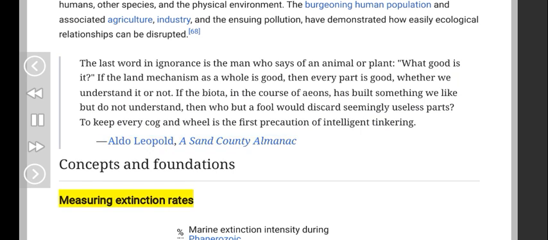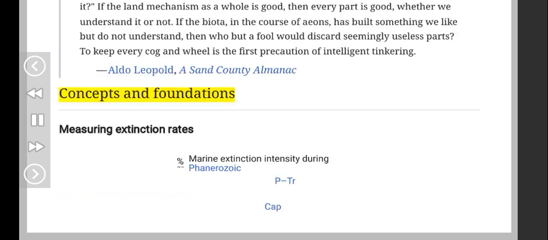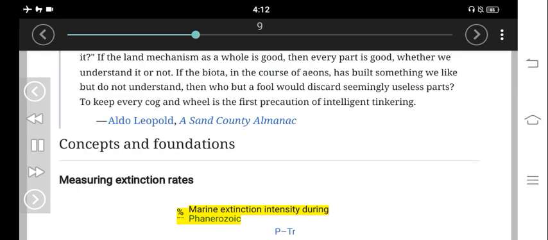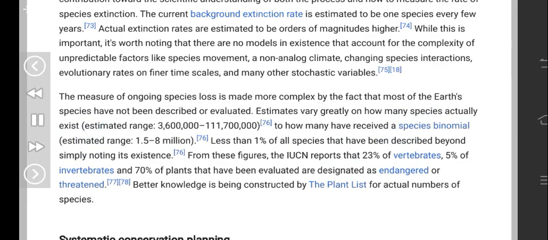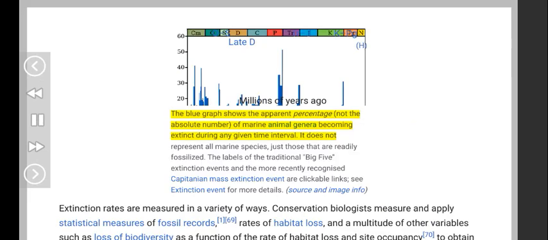Measuring extinction rates. Concepts and foundations. Marine extinction intensity during the Phanerozoic, percent. The blue graph shows the apparent percentage, not the absolute number, of marine animal genera becoming extinct during any given time interval. It does not represent all marine species, just those that are readily fossilized. The labels of the traditional Big Five extinction events and the more recently recognized Capitanian mass extinction event are clickable links. See extinction event for more details.